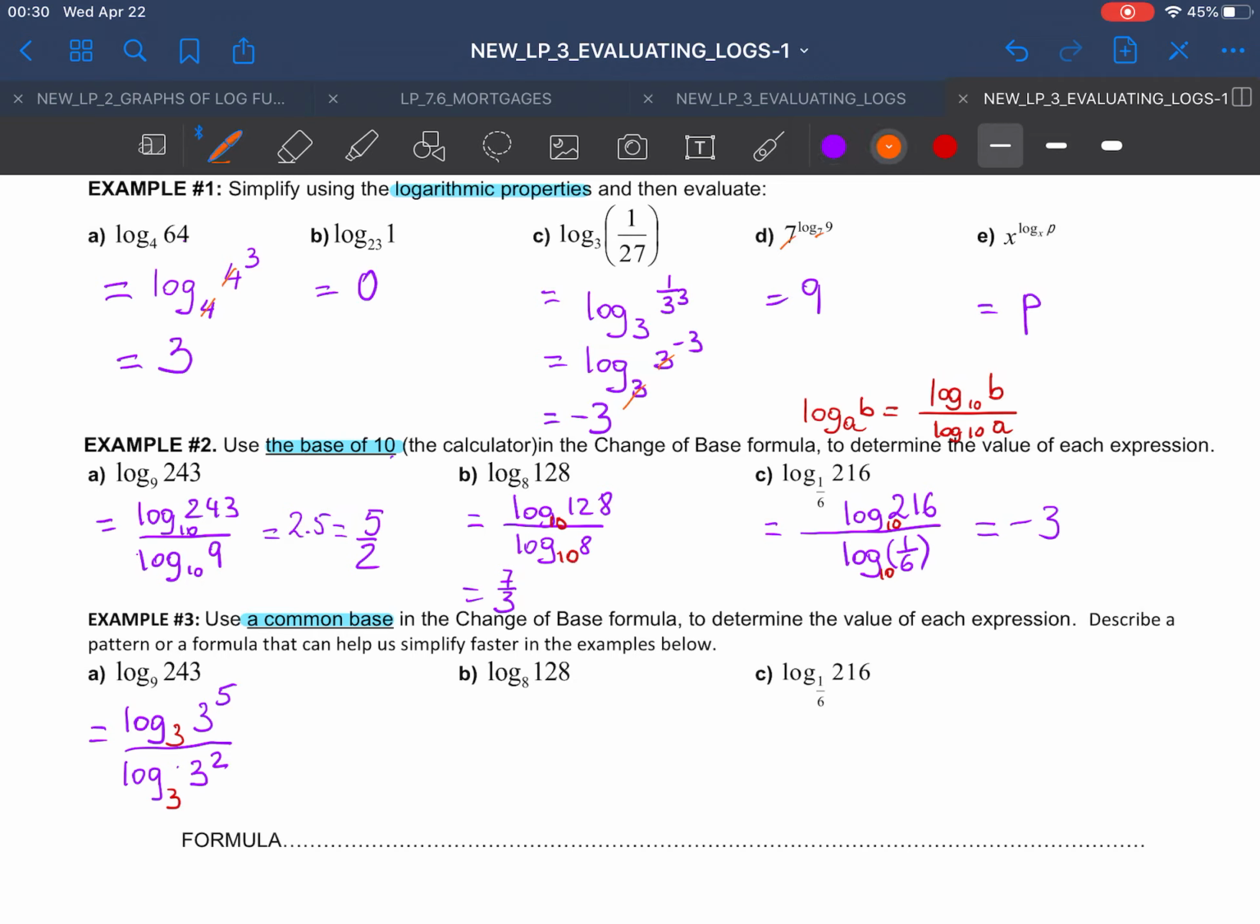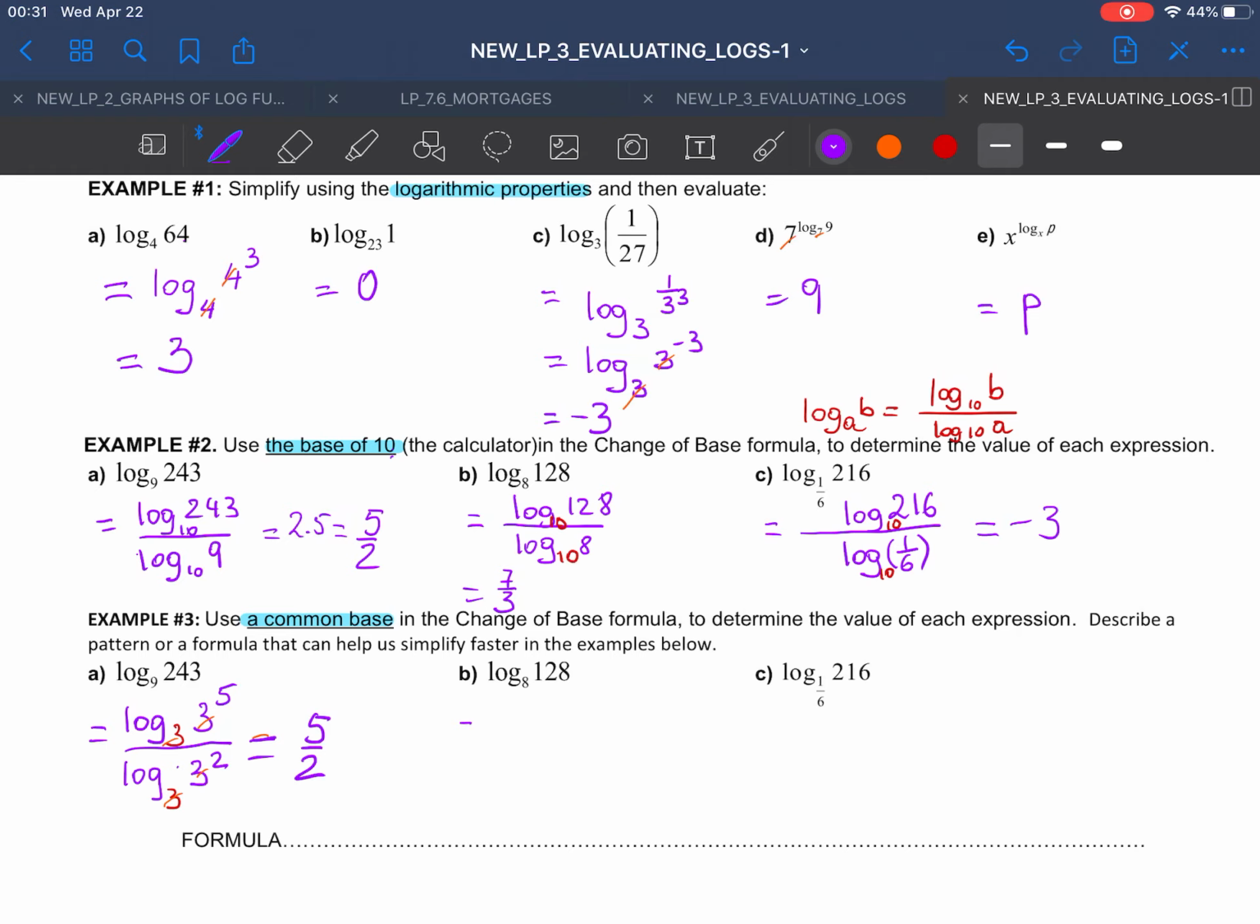So notice that in this case, according to the log properties, these two 3's simplify, and these two 3's simplify as well. And that will leave us with 5 in the numerator and 2 in the denominator. Same answer as the one when we use base of 10.